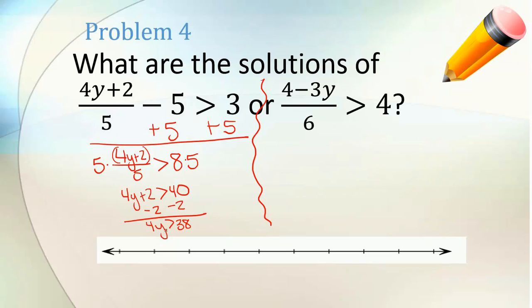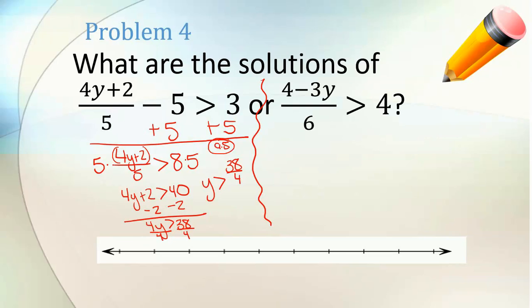Running out of wiggle room here. Divide by 4. Now, 38 divided by 4 is a little different of an answer. That's approximately about 9.5. But we can leave it as y is greater than 38 over 4. So just to keep in mind, that's about 9.5, okay? Let's try over here. So I have 4 minus 3y divided by 6 is greater than 4.